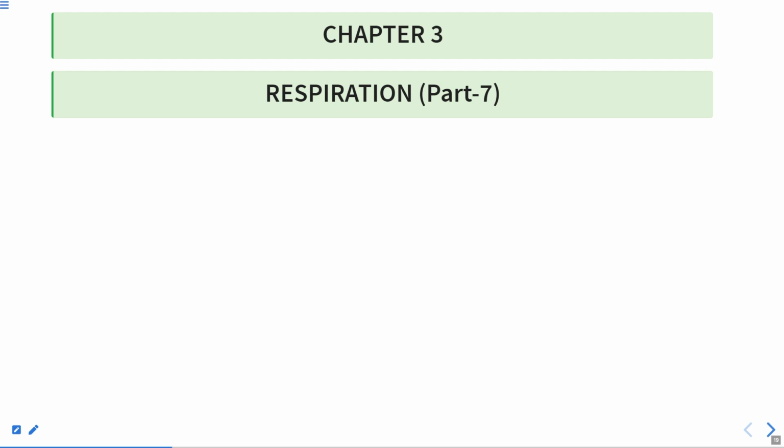Then we studied about the types of respiration. So we studied about external respiration, internal respiration as well as cellular respiration. Then within cellular respiration, we studied about aerobic as well as anaerobic respiration. So anaerobic respiration, now we know, is also known as fermentation, and it is of two types. First is alcoholic fermentation and second one is lactic acid fermentation.